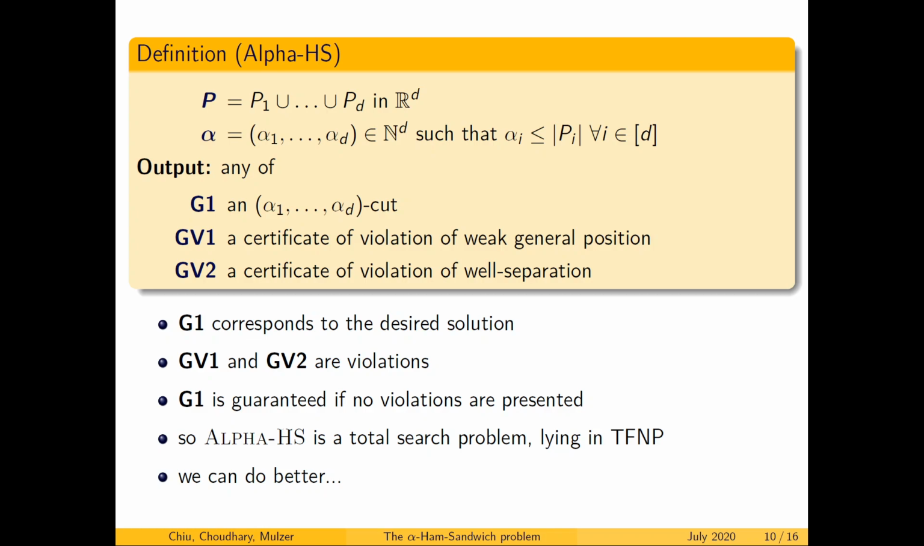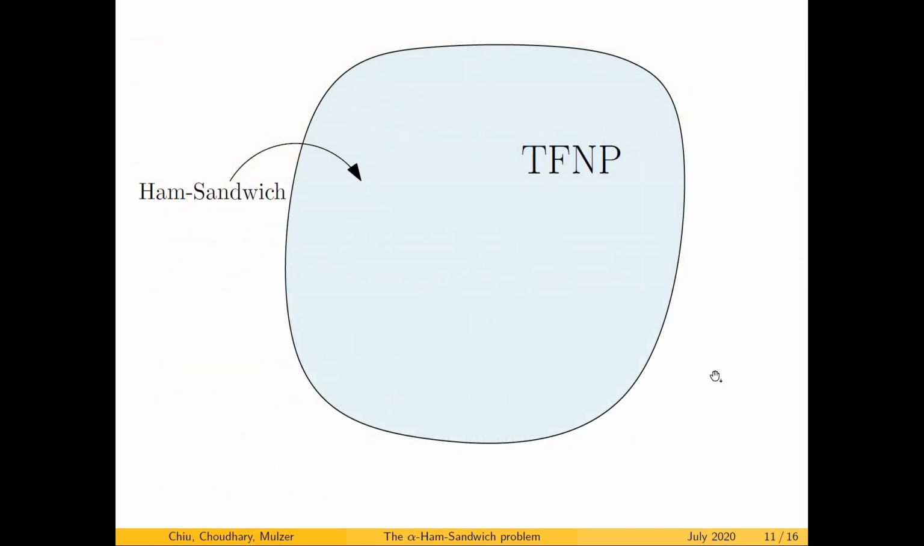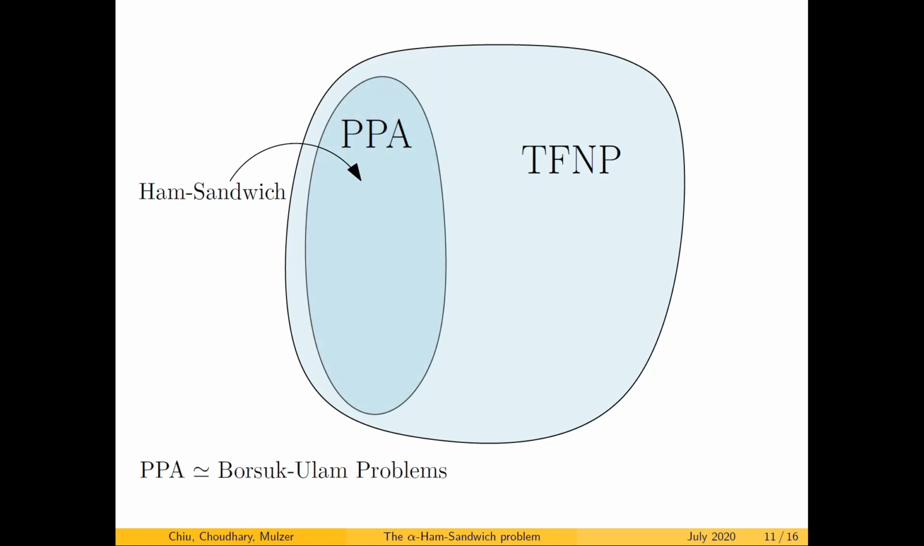So this search problem is a total search problem, and this lies in the complexity class TFNP. However, we could make a more precise statement. As we saw earlier, ham sandwich lies in the complexity class TFNP. More precisely, it lies in PPA, which is related to search problems associated with the Borsuk-Ulam theorem. It was recently shown that ham sandwich is complete for PPA.